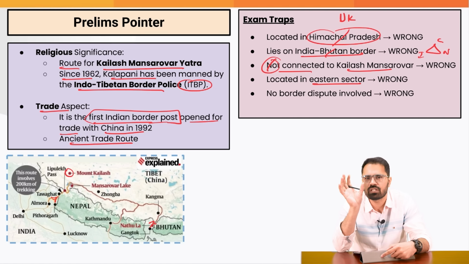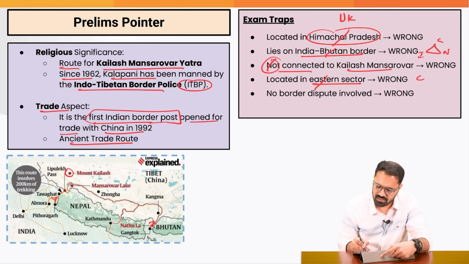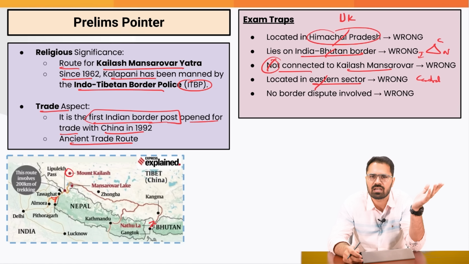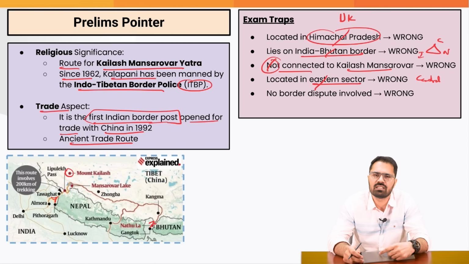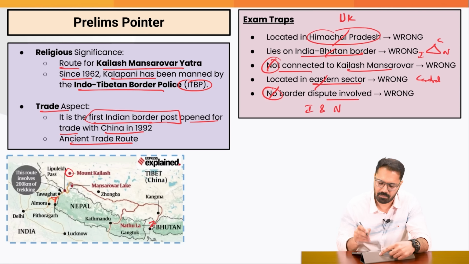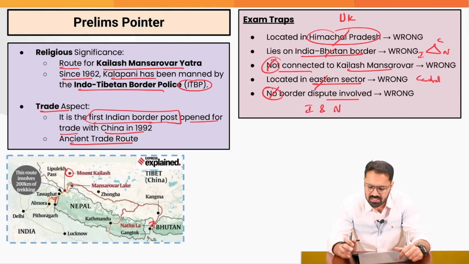And it is located in the eastern sector? Now, the eastern sector along the China border is the area of Sikkim and Arunachal Pradesh. It lies in the central sector. The western sector is Ladakh and Himachal, and this entire area is the central sector. Now, no border dispute involved? This is again wrong. There is a border dispute between India and Nepal. Clear? So make sure you remember these things.